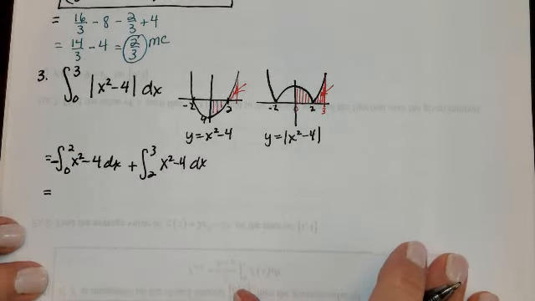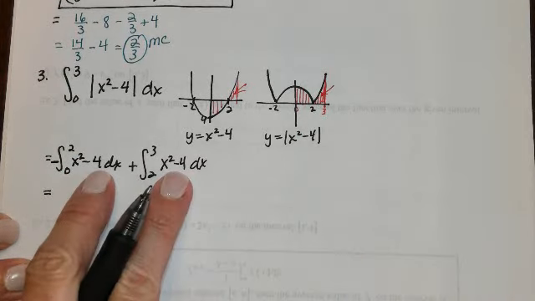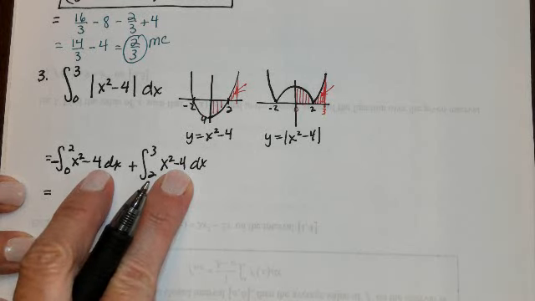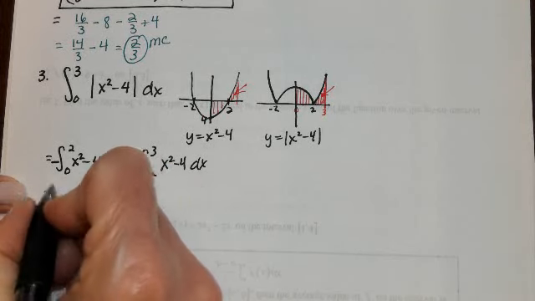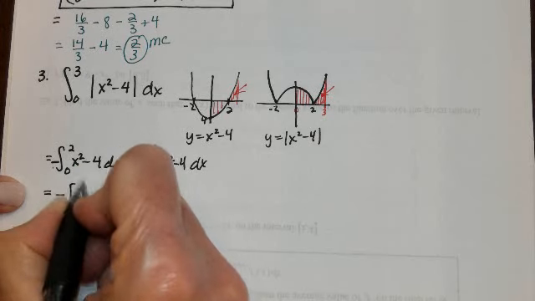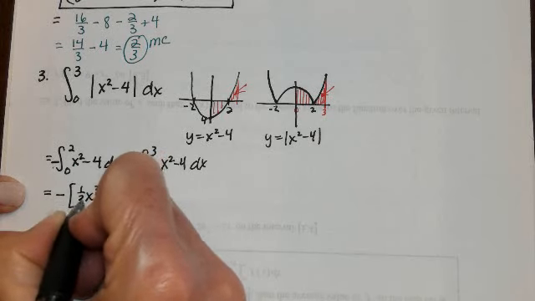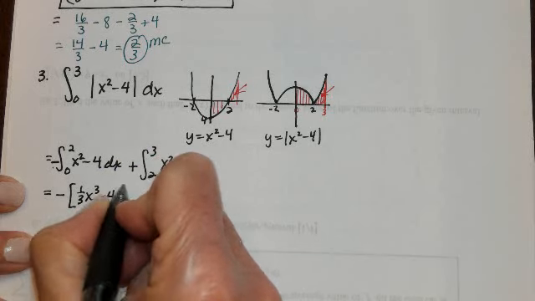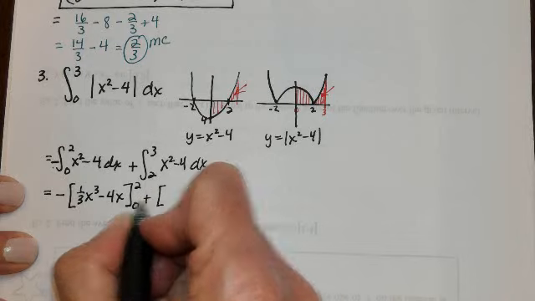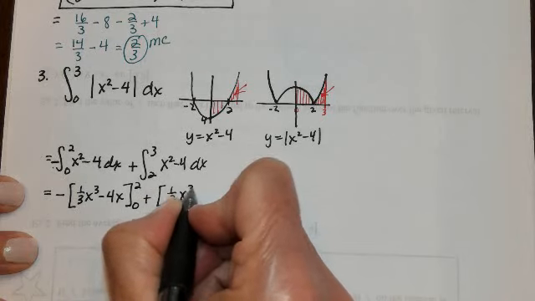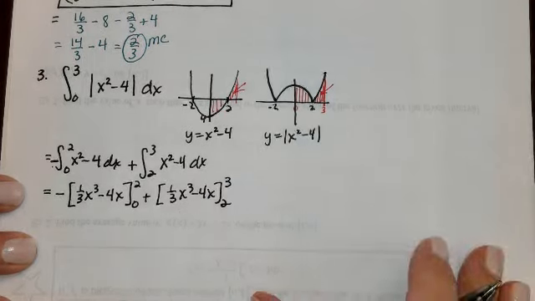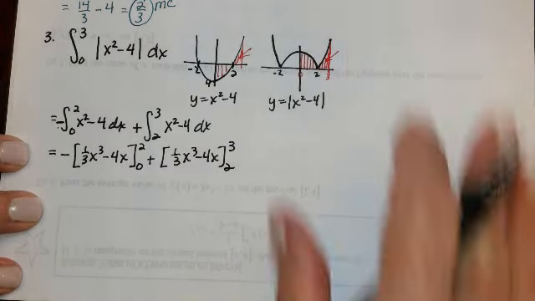Alright, antiderivative time. Fortunately, these are both already in the form where we can use the power rule, and they are the same, so what we get for one, we'll get for the other one. So I'm bringing down this negative, and then I'll have x cubed times 1/3 minus 4x evaluated from 0 to 2 plus the same thing, 1/3 x cubed minus 4x, this time evaluated from 2 to 3. Okay?